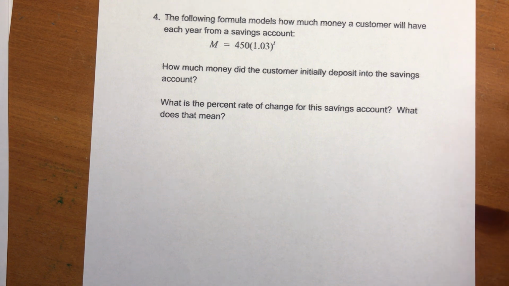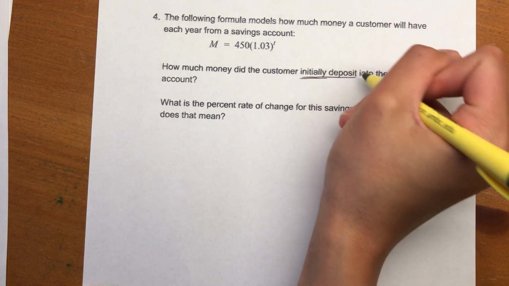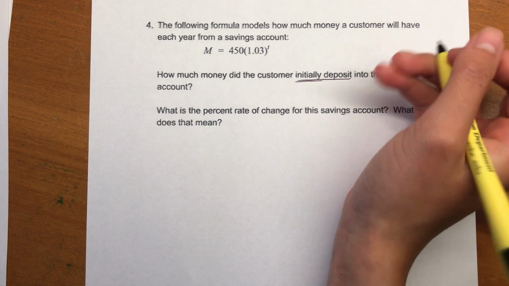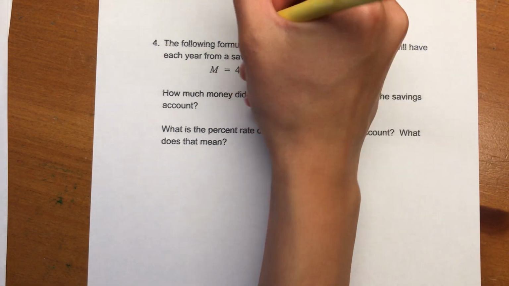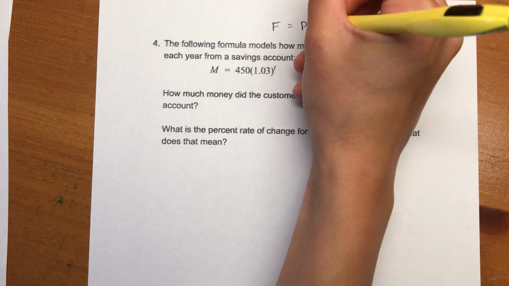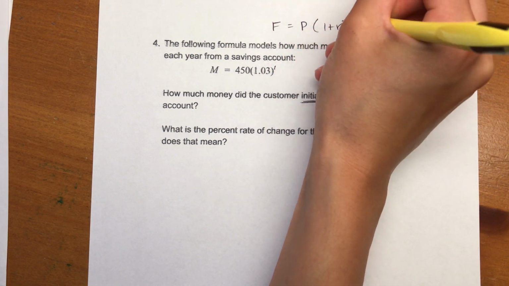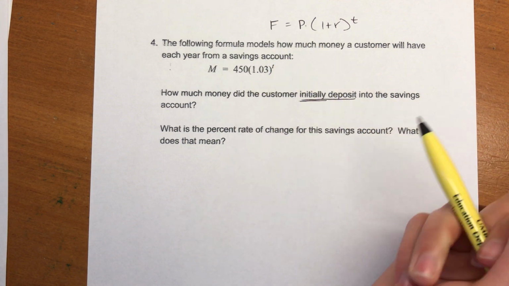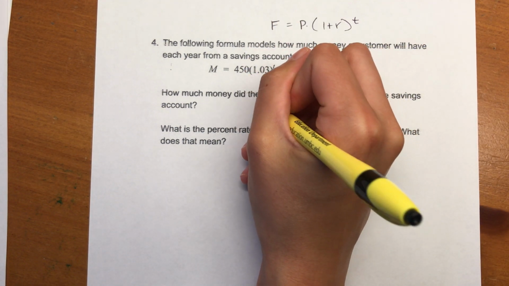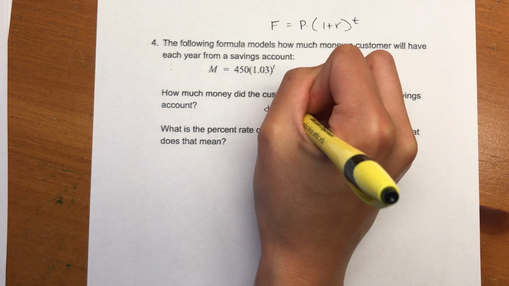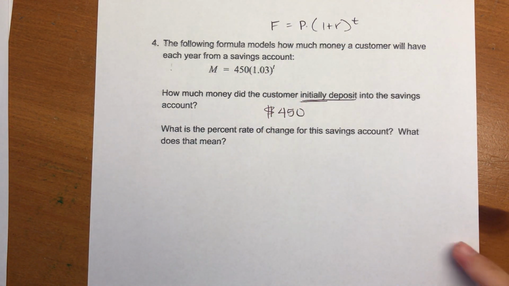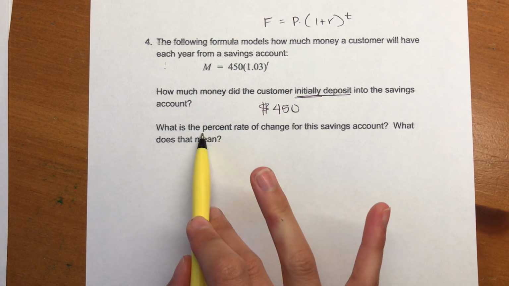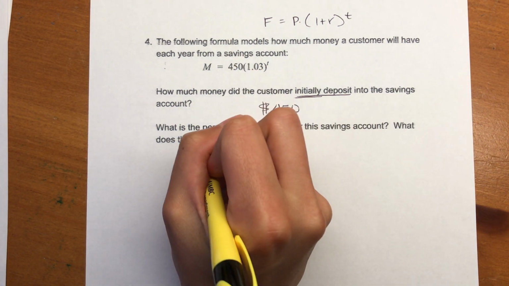Okay, so initial deposit, that's got to be my P value, right? So I'm looking, what's in my P spot? And I know my formula is F equals P times 1 plus R to the T. So in the spot where the P is, I see 450, and this is dollars. So the initial deposit should be $450. All right. What is the percent rate of change for this account?